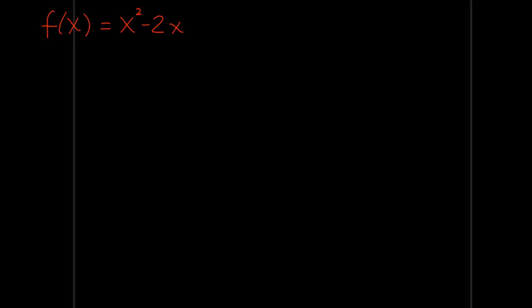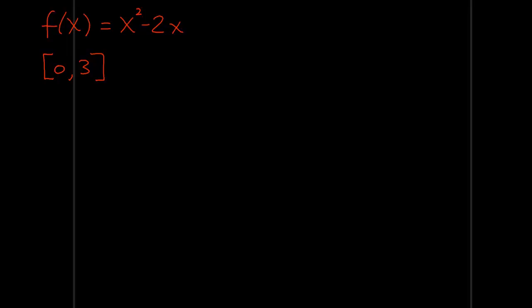the absolute maximums and minimums in some closed interval. So maybe I'll choose the interval 0 to 3. I want to find the highs and the lows, the absolute maxes and mins. Whenever you have a closed interval like that, you're guaranteed to have a maximum and a minimum. So let's see if we can find those.